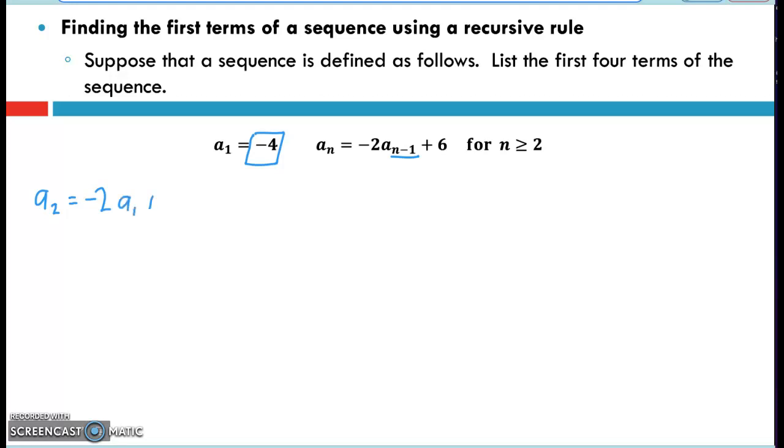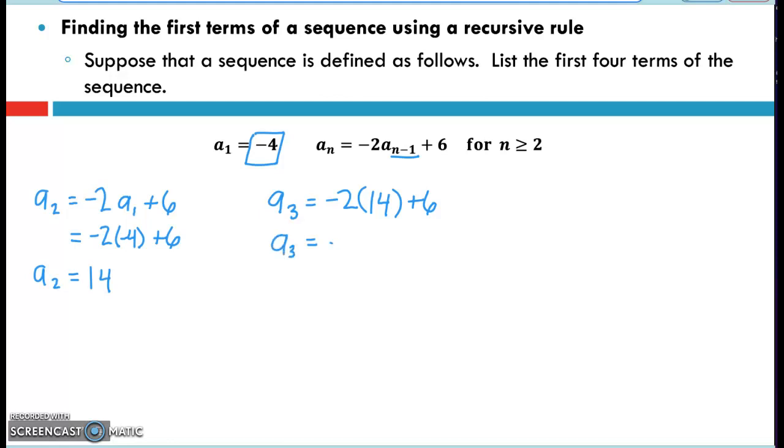It is 1. And we're going to add 6. But now what is a sub 1? A sub 1 is negative 4. So then we get an 8 plus 6 here, so the second term is equal to 14. Our third term is going to be negative 2 times our previous term, which is 14, and we're going to add 6. So this ends up being negative 22.